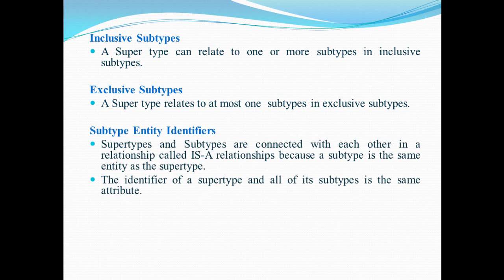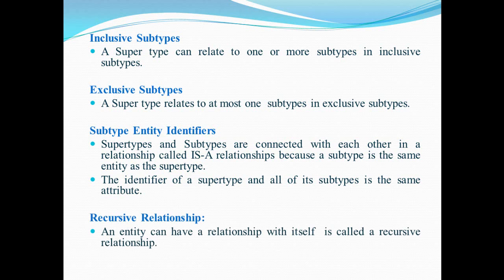Subtype entity identifiers. Supertypes and subtypes are connected with each other in a relationship called an is-a relationship because a subtype is the same entity as the supertype. The identifier of a supertype and all of its subtypes is the same attribute. Now, what is the recursive relationship? Any entity that has a relationship with itself is called a recursive relationship.